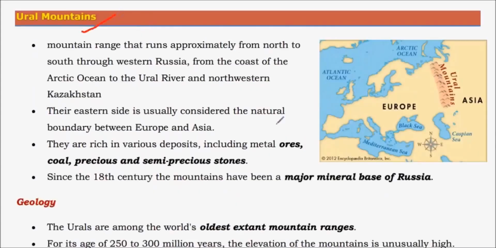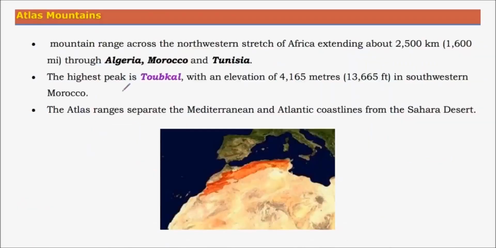The Ural Mountains are the most important mineral source for Russia, and they are the oldest fold mountain system in the world, and they are also rich in precious and semi-precious stones. The Atlas Mountains are present in northwestern Africa. Mount Toubkal is the highest peak in these mountains. They are spread across Algeria, Morocco, and Tunisia. Morocco is somewhere here, Algeria and Tunisia somewhere here.